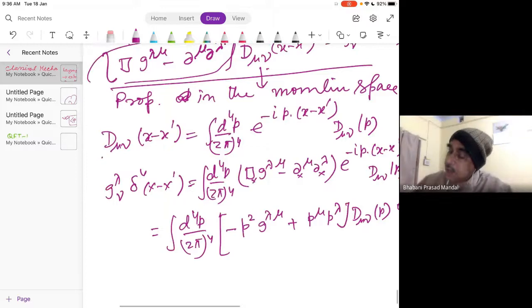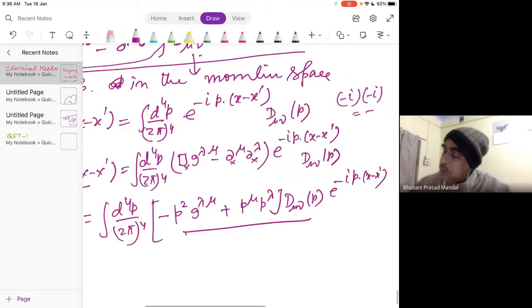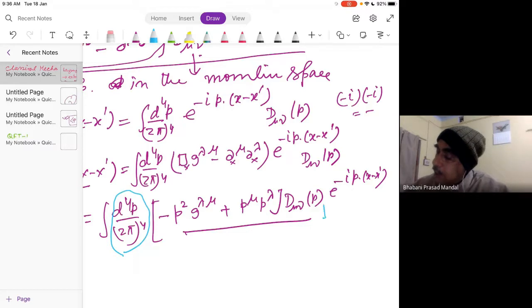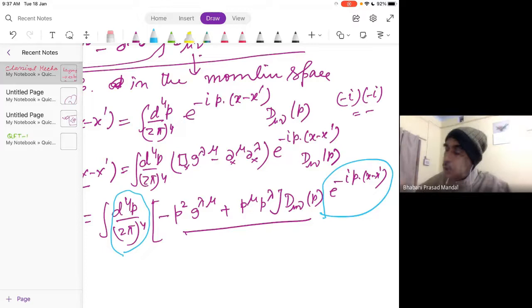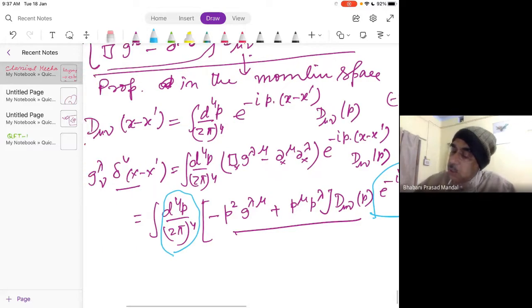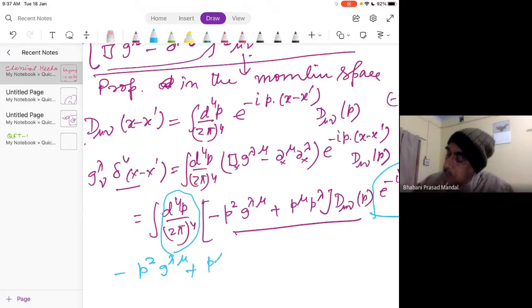But the left side is a delta function times g lambda nu. And we know the definition of the delta function, the integral d4p over 2 pi to the power 4. If I have this integration alone, I'll get a delta function. So this part will be simply g lambda nu. So minus p square g lambda mu plus p mu p lambda, times D mu nu of p, should be nothing but g lambda nu.